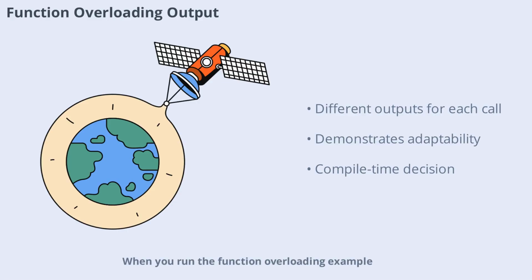When you run the function overloading example, you'll see different outputs depending on the arguments. For instance, calling func(7) prints the value of x as 7, func(9.132) prints the value as 9.132, and func(8, 564) prints both values. This demonstrates how compile-time polymorphism lets a single function name adapt to various situations.